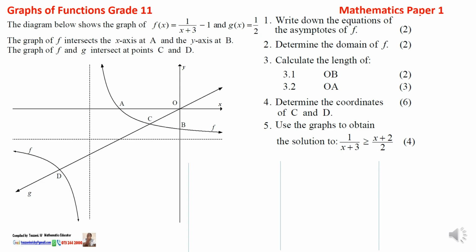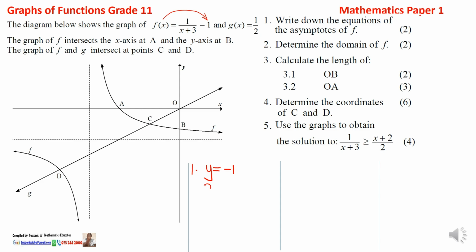This is a straightforward question. When requested to write down the equations of the asymptotes, for the first asymptote we equate y to the constant value. So in this case, y is equal to negative 1. That is the equation of the horizontal asymptote.